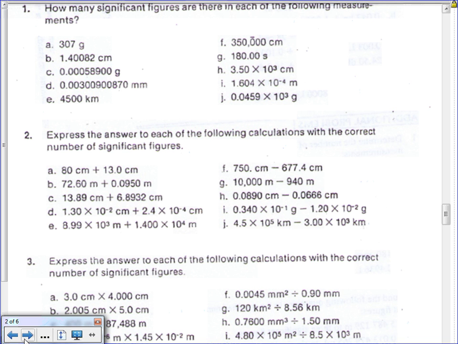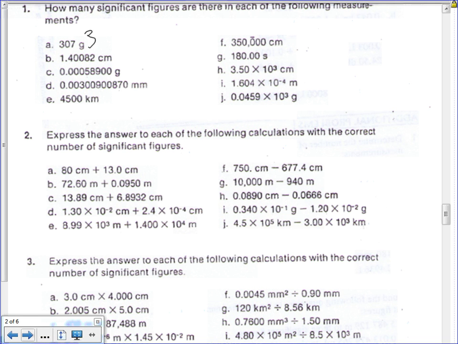For the first part, how many significant figures are there in each of the following measurements? So we are just counting to see how many significant figures there are. In letter A, the 3 is significant, the 7 is significant, so that means the 0 in the middle is also. So this one has 3 significant figures.